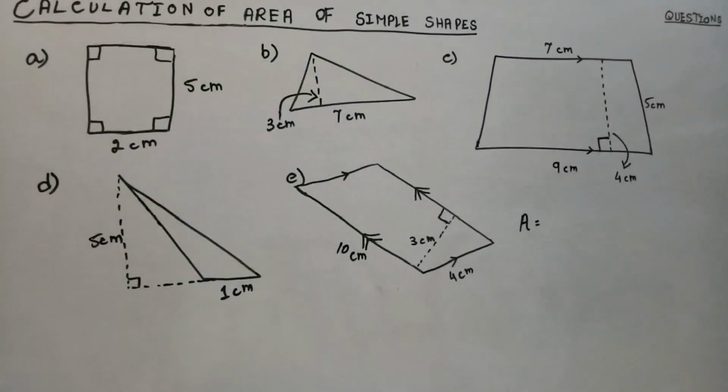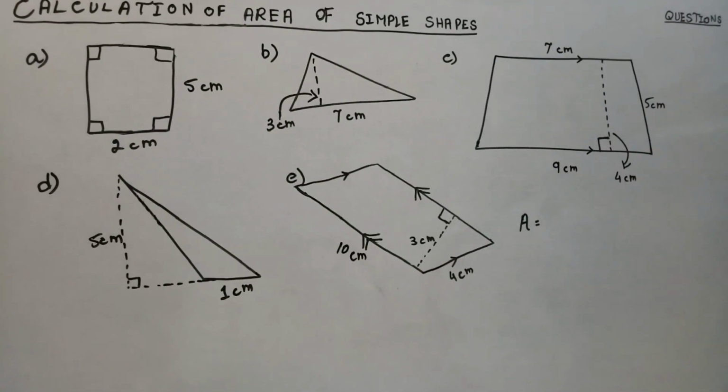Hey guys, what's up? In this video we are talking about the areas of simple shapes. Actually we have different types of shapes. Sometimes we have simple shapes and sometimes we have complex shapes. The calculation of area is easier in simple shapes, but if we have complex shapes, we have to break down the complex shapes into simple shapes to calculate the area.